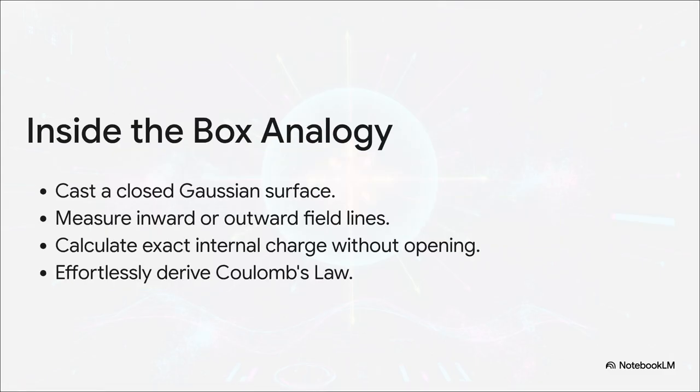This gives us a brilliant inside-the-box analogy. Think of it kind of like knowing exactly what's inside a wrapped birthday present purely by measuring the light piercing outward through the wrapping paper. You just cast a holographic closed Gaussian surface around your object. Then you measure the outward or inward piercing field lines. And from that alone, you can calculate the exact charge inside without ever having to open the shape. From this incredibly simple framework, you can actually turn around and effortlessly derive Coulomb's law.